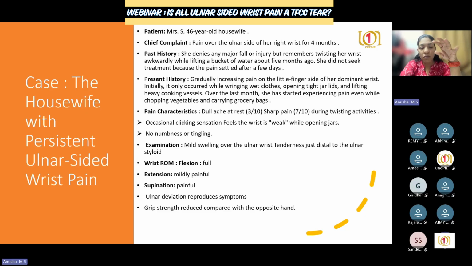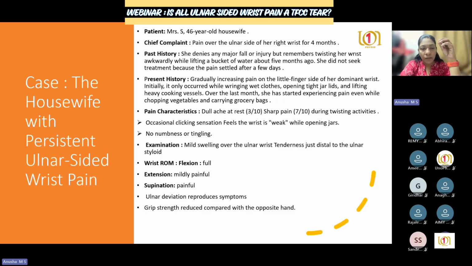We can perform all tests, but doing special tests for all the structures is not a good idea, because special tests reproduce pain, so the patient may not tolerate that much pain. So we have to narrow down our diagnosis to specific tests.